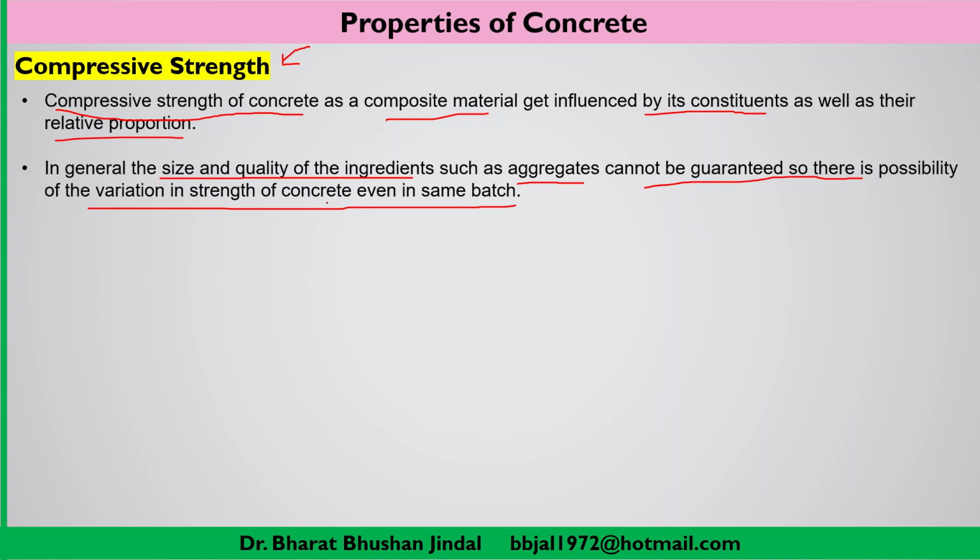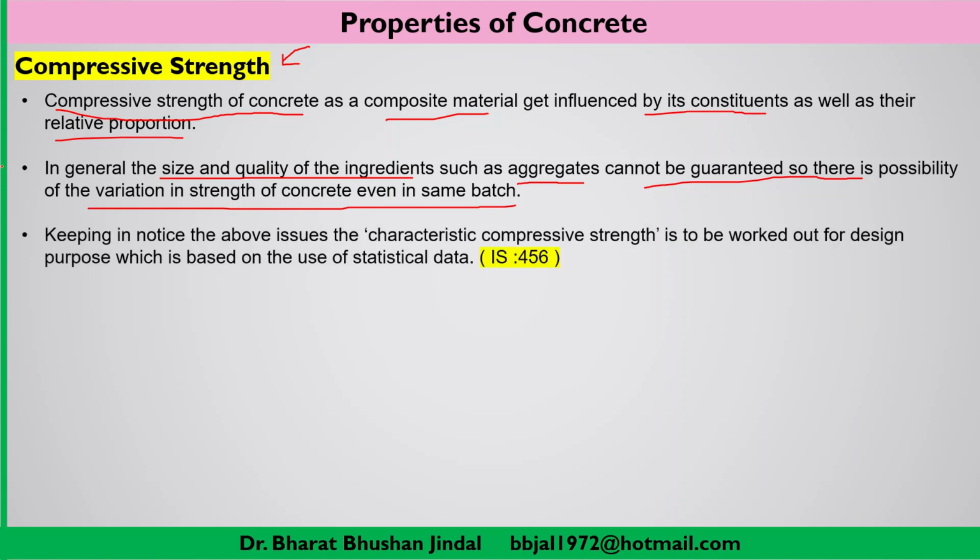So what I want to say here is that if we have prepared 10 cubic meters of concrete, there is a possibility of variation of compressive strength in each cubic meter of concrete. That means if you take samples from a single batch of concrete and cast cubes, you may find that every cube shows a different compressive strength. So how to overcome this?